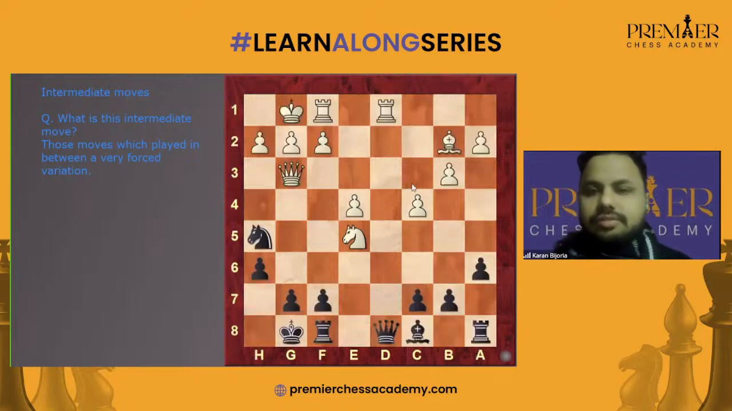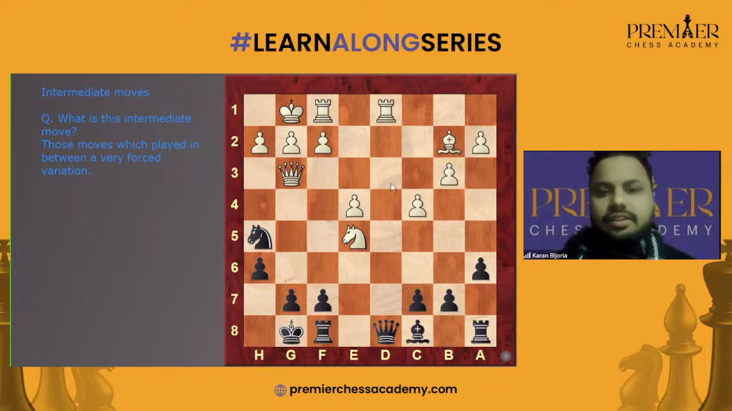Let's flip the board. This is a position for the black side. We were doing all the positions from the white side. Now let's do some from the black side. So first of all, let's analyze the position again. What is going on over here right now?